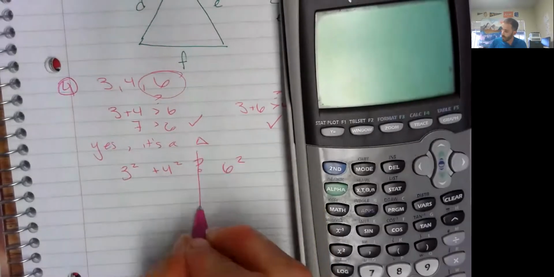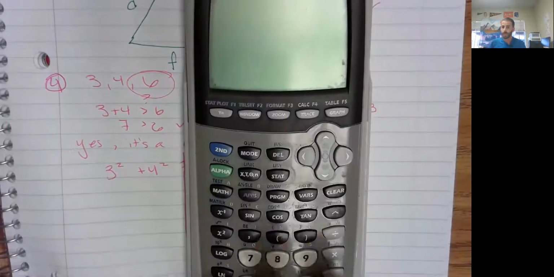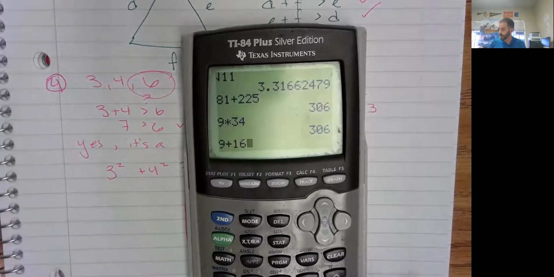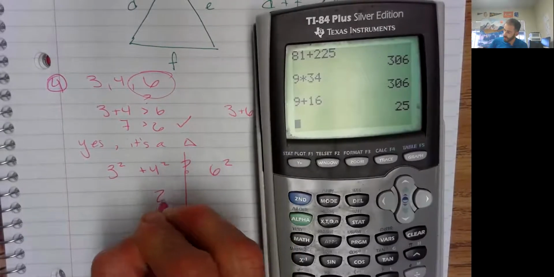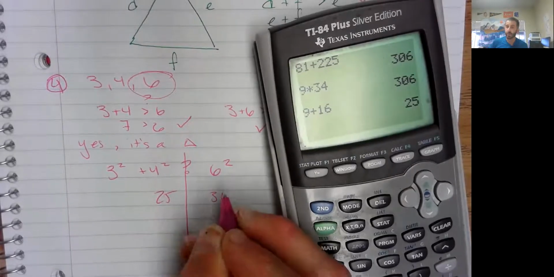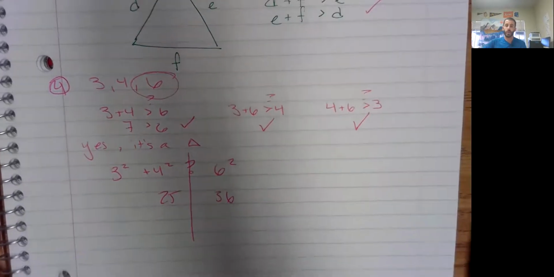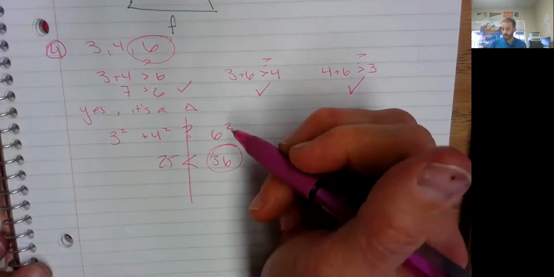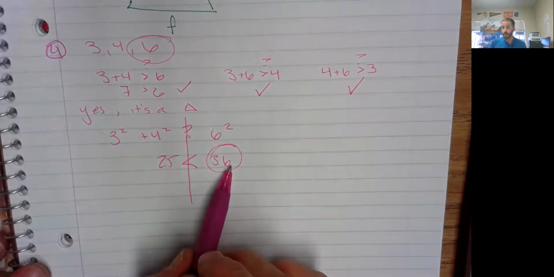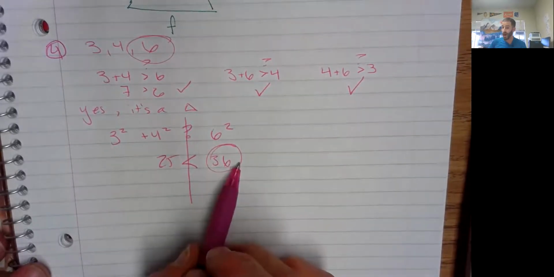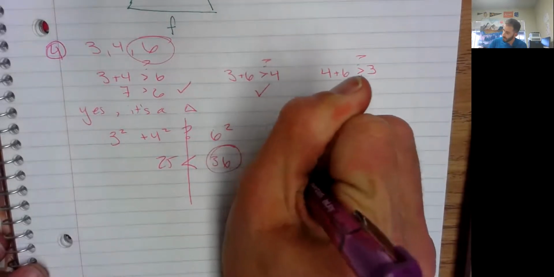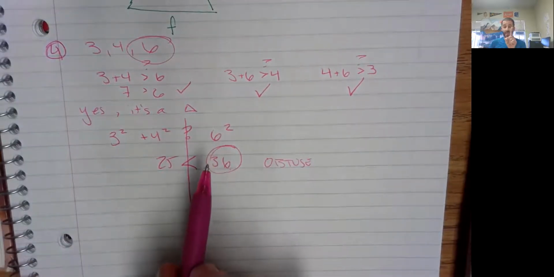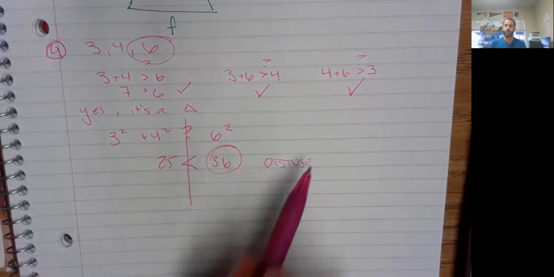And if it helps you stay organized, put a line. 3 squared plus 4 squared: 9 plus 16 is 25. So what is 25 in relation to 36? 36 is bigger. Okay, this is your hypotenuse, right? So this number is bigger than this number, bigger angle, obtuse. Remember we're looking for c squared. c squared is the number you're thinking of. This number is bigger, therefore it's obtuse.